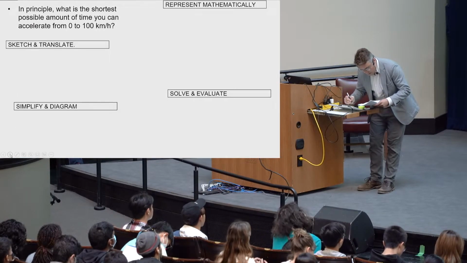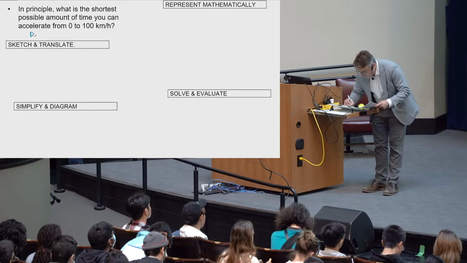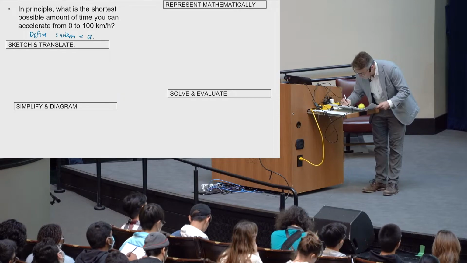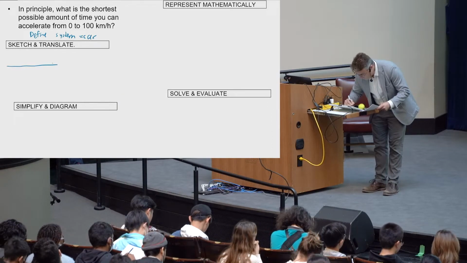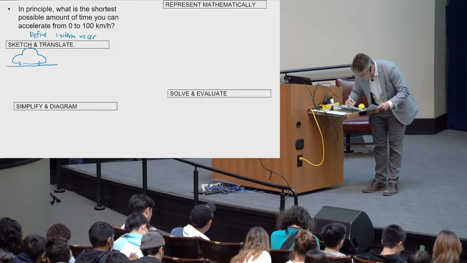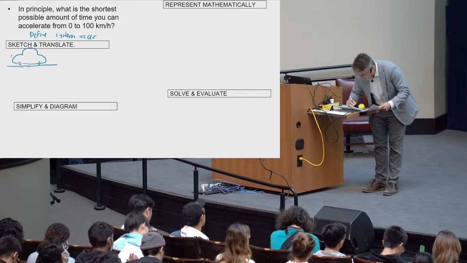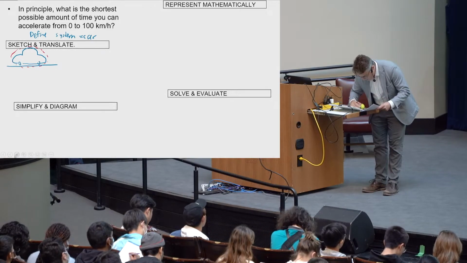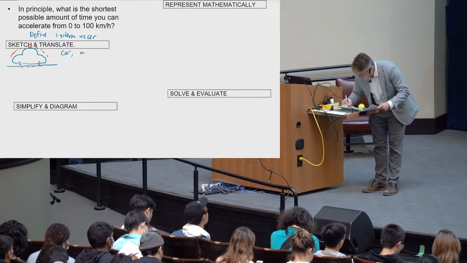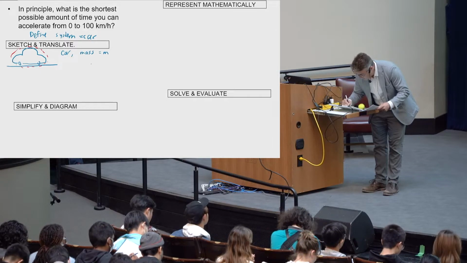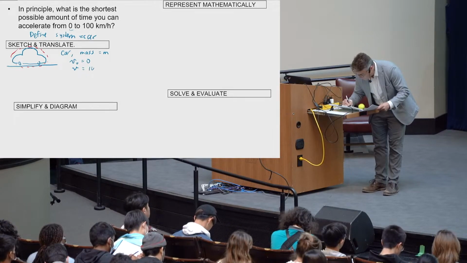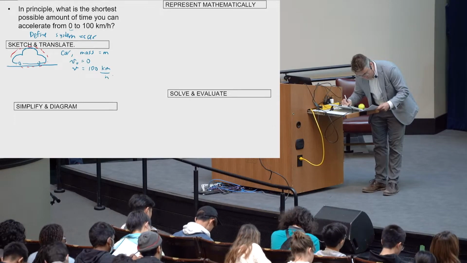Okay. So 0 to 100, we're going to define the system. Here's the car. We're going to draw it. I always like in my sketch to draw something to gather my thoughts. That's the first step. We can put a dashed line around the system, which is kind of helpful. The car doesn't say the mass, so let's just say its mass equals m. V0 is 0. V final is 100 kilometers per hour.